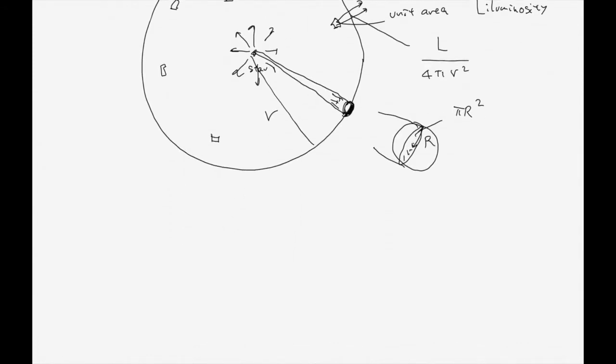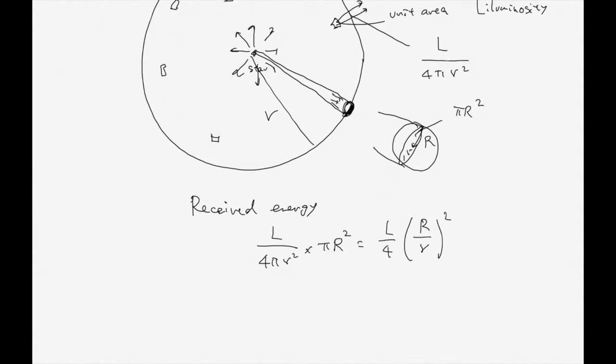Then how much energy does a particle receive? The received energy is obtained from L over 4 pi r squared. This is the energy emitted by the star and passing through the unit area. Then you have to multiply by the area of the particle. Then it becomes L over 4 times capital R over r, squared. This is the received energy.